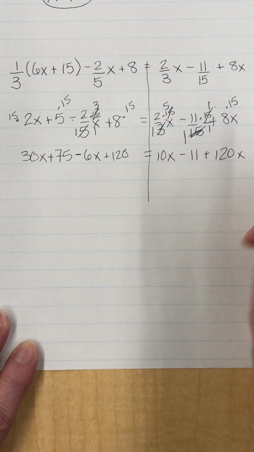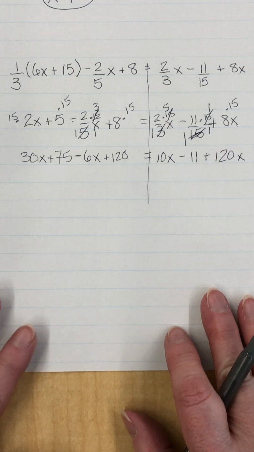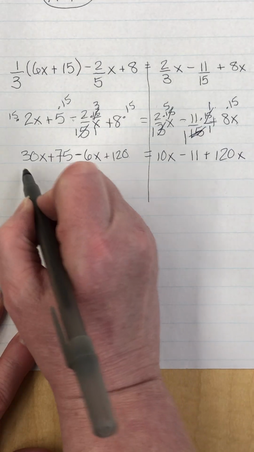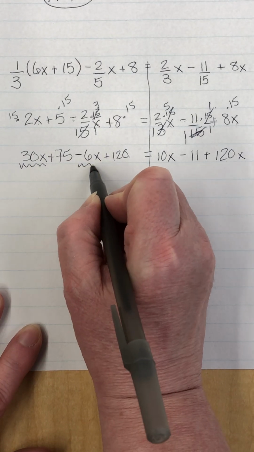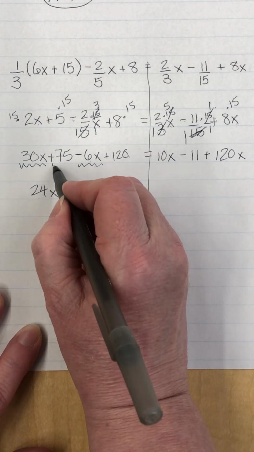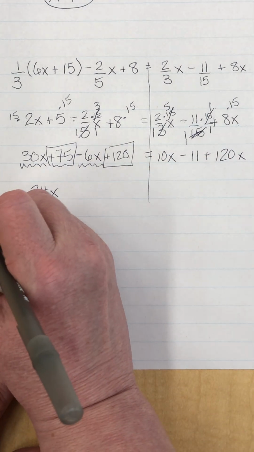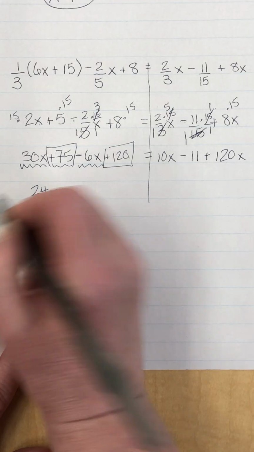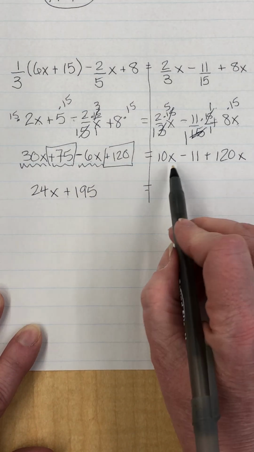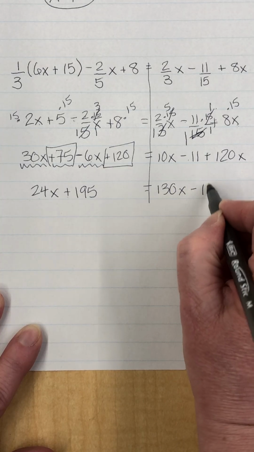times an x. All right, now I have no more fractions, so I'm going to use the regular process. So I look for distributive property, I don't have any. I look on the same side of the equal sign, I do have terms I can combine. I have a positive 30x and a negative 6x. So 30 minus 6 is what, 24x. And then positive 75 plus positive 120 is going to be 195. Positive 195, that's where I get the plus sign. Then I have 10x's plus 120 is 130x's minus the 11.